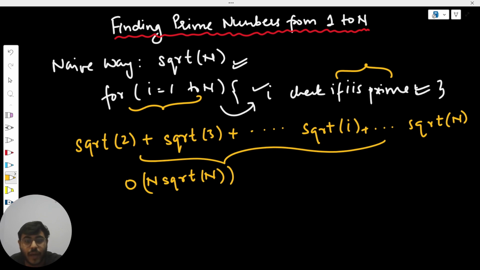The outer loop works for i from 1 up to n, and the inner loop works for square root of i time. So in order to take an upper bound for this whole summation, I'm saying it as order n into square root of n.